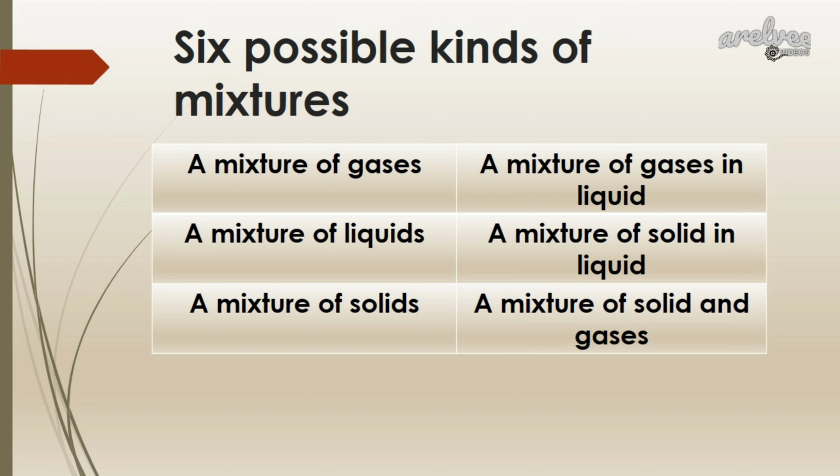We have discussed what mixtures are. We knew already that these mixtures are substances that consist of combinations of two or more pure substances. There are six possible kinds of mixtures, and these are a mixture of gases, a mixture of gases and liquid, a mixture of liquids, a mixture of solid and liquid, a mixture of solids, and last, a mixture of solid and gases. These are the six possible kinds of mixtures. We are going to discuss them on the following slides.